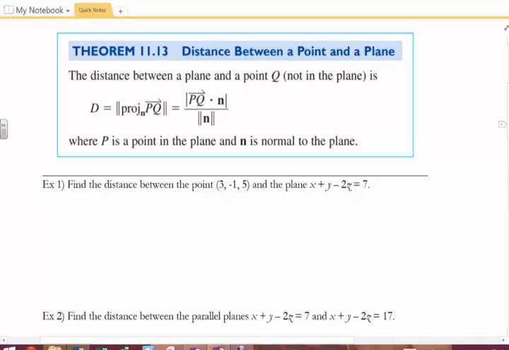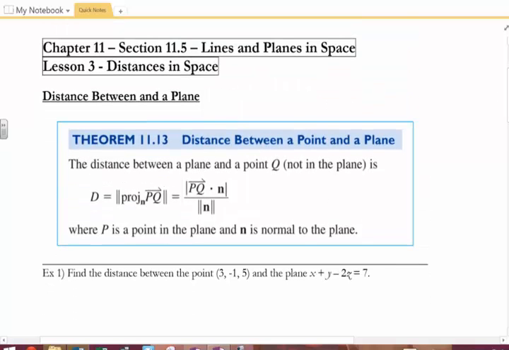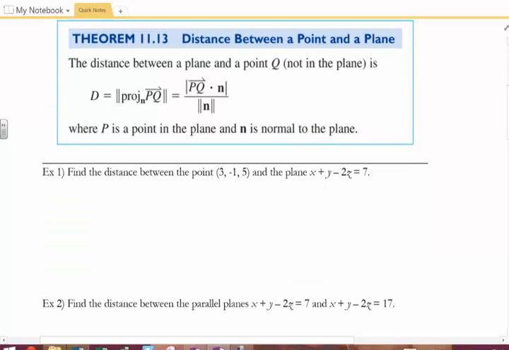All right, so today's notes are on distances between points and lines in space. And just like the other notes that we've been doing, the important thing here is to know what you need and what you have and find out the pieces. So first thing, the distance between a point and a plane.